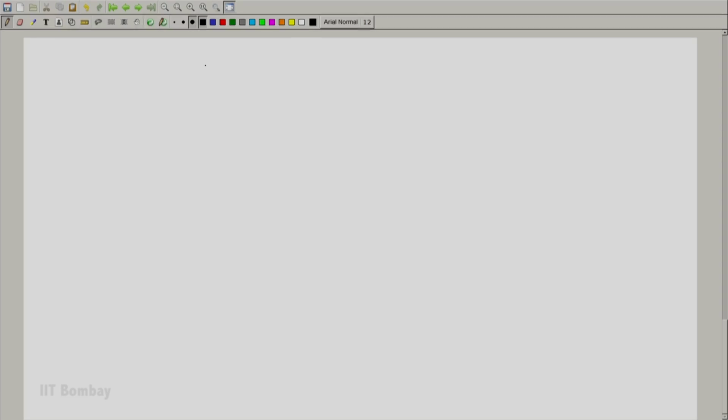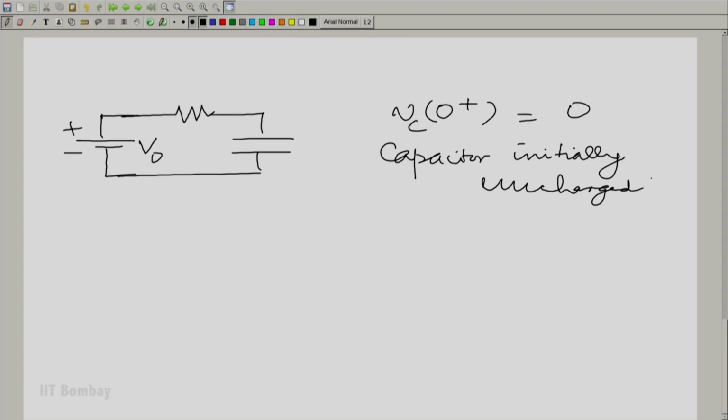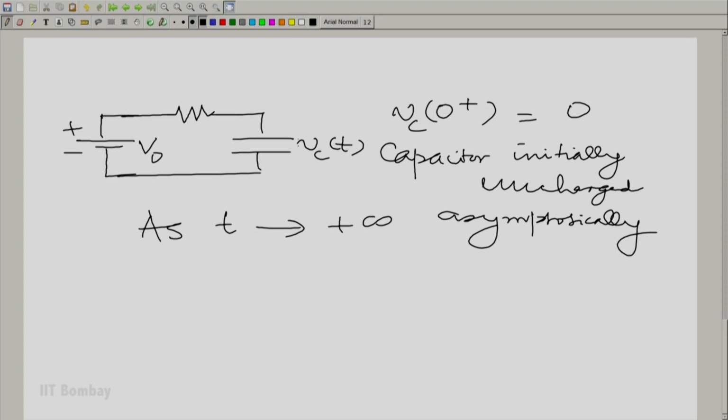In fact, we can now solve this differential equation. So, you see, if you took the electrical circuit, which perhaps is easy to understand to many of us, and if you had a constant voltage source or a battery connected here of value V0, and we assume that Vc at 0 plus, that means at the very beginning, is 0, capacitor initially uncharged. Then as t tends to plus infinity or asymptotically, Vc(t) would take the same value as the source voltage.